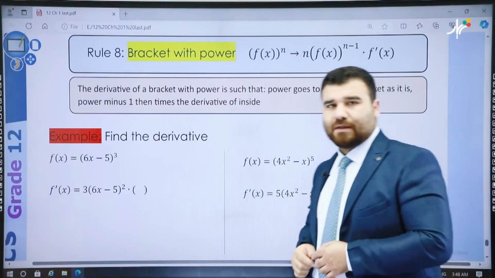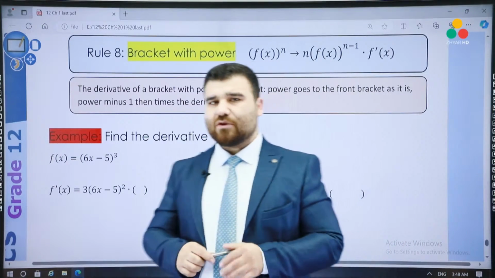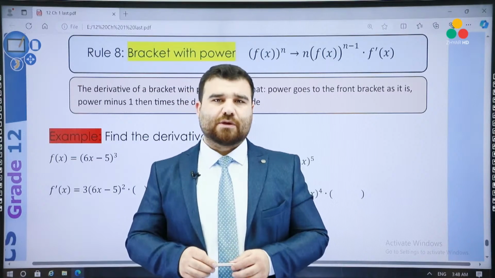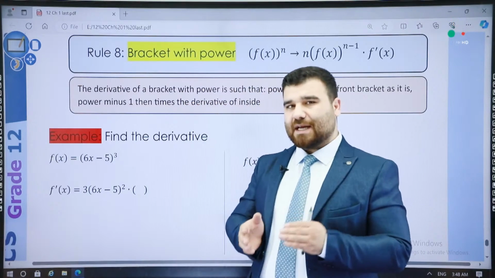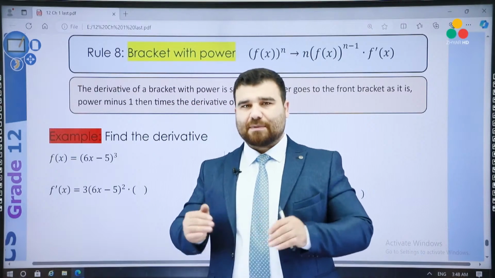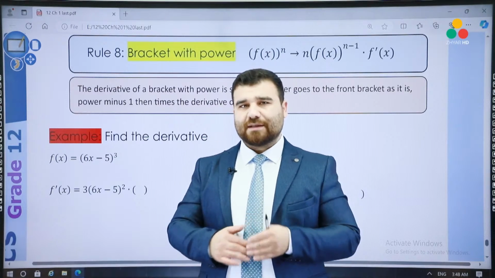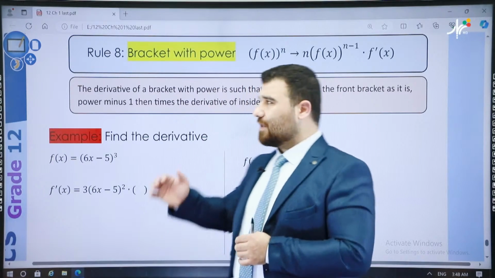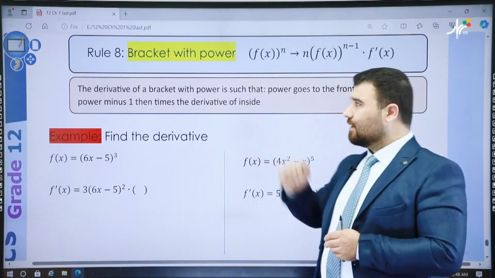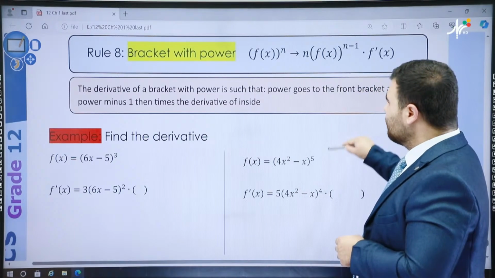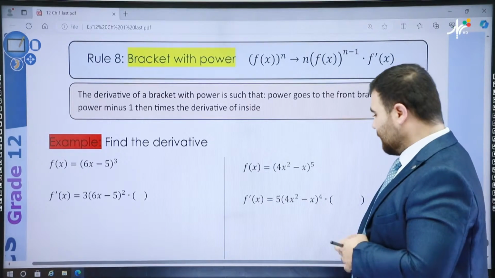Bracket with power. Bracket with power can make so many complicated questions easy. When a bracket has power, we don't need to expand, simplify, then do the derivative. We can directly do the derivative. Then this rule is a very good rule. It makes so many questions easy.